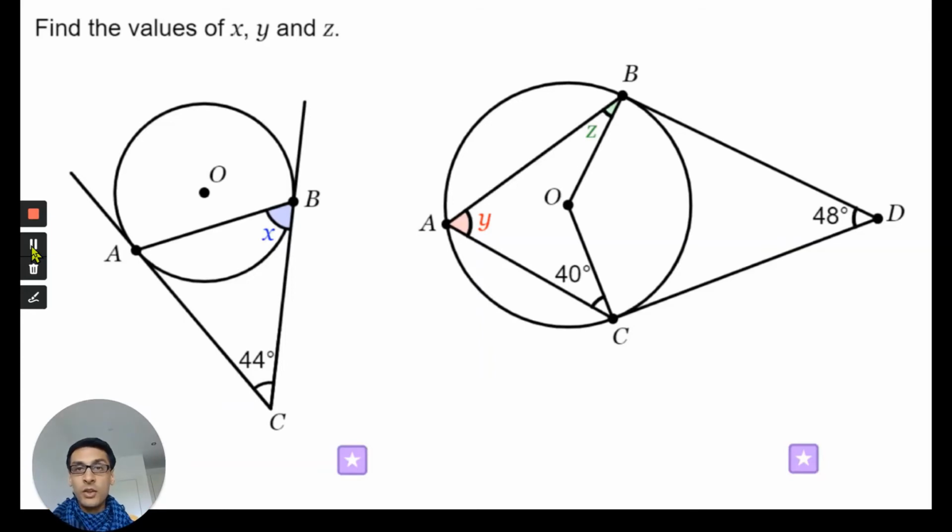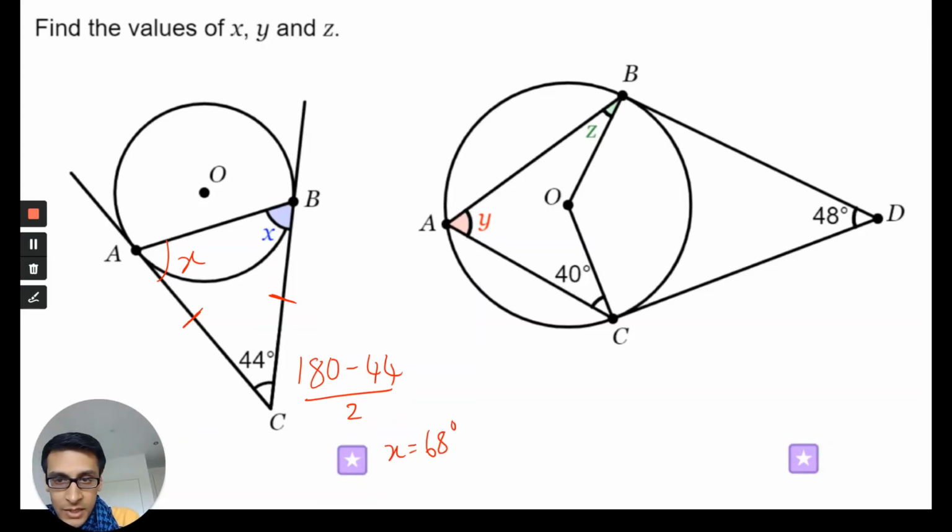Okay, so working through these questions together. For X, now we don't have to prove the theorems in this case, we're just using them. So we know that these two lengths have to match. That means that this angle has to be X, and to work out what X is, we just do 180 take away 44 divided by 2, and that will give me X equals 68 degrees.